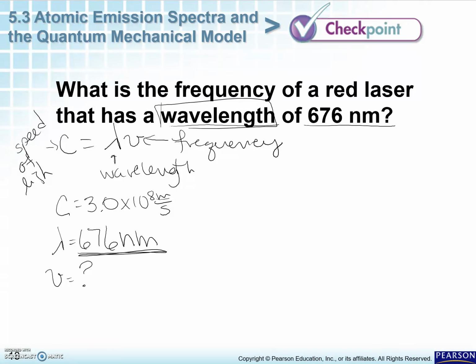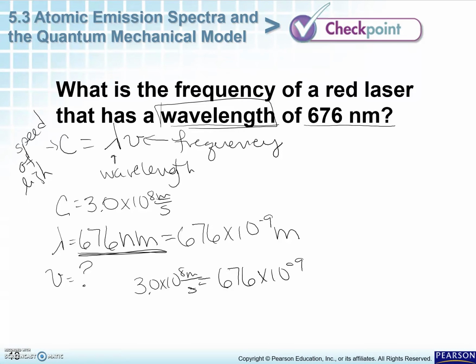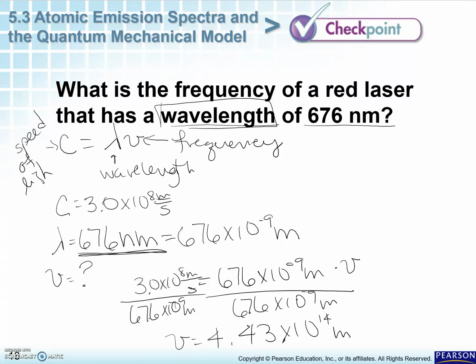But if you take a look, our units don't match. So if you wanted to convert that, it would be 676 times 10 to the negative 9th meters. And then once again, we just plug everything in. So c equals, 3.0 times 10 to the 8th meters per second equals 676 times 10 to the negative 9th meters times nu. Divide that out. I get 4.43 times 10 to the 14th per second. Or hertz. So if you need to have that, it's in your PowerPoint as normal, and I will see you next time.